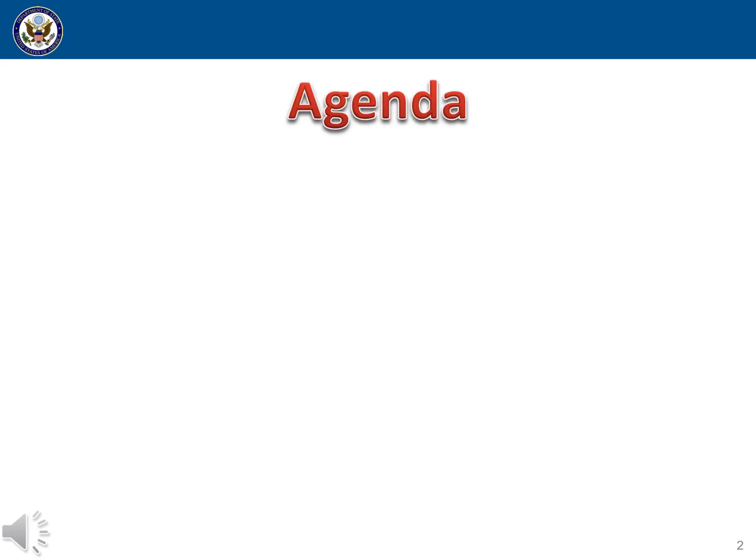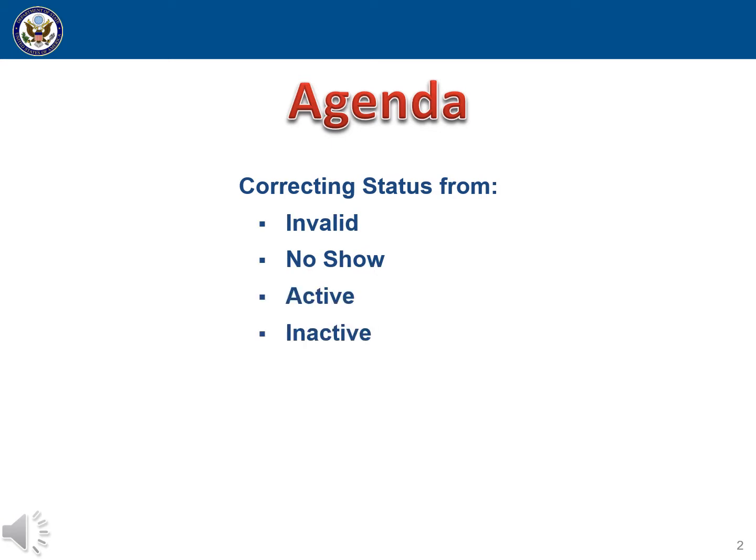In this tutorial, we will review the options available to you to correct the status of an exchange visitor's record from Invalid, NoShow, Active, Inactive, and Terminated. This tutorial explains the common steps you will need to take for most exchange visitor categories.